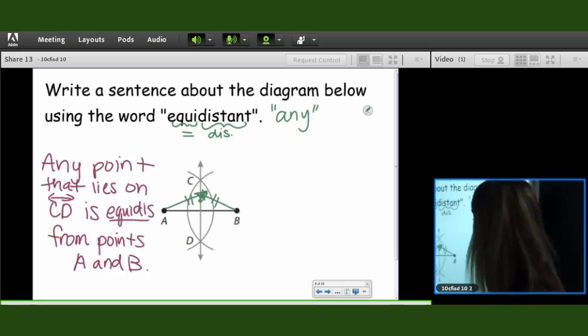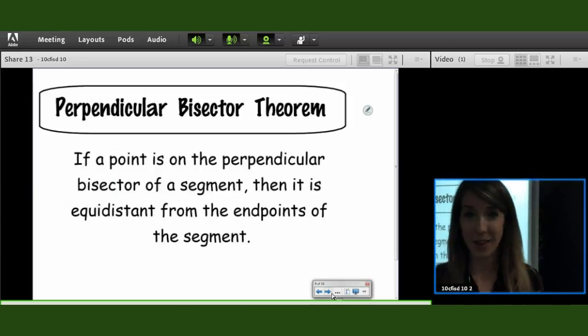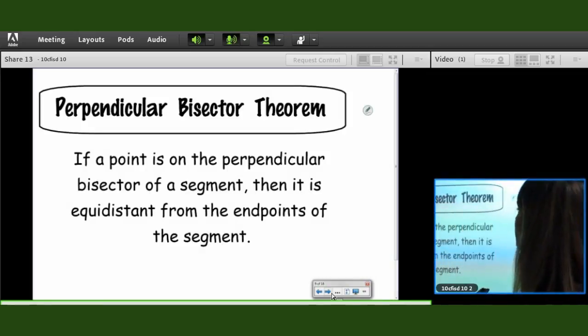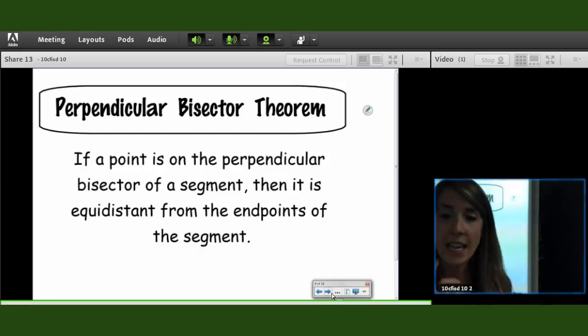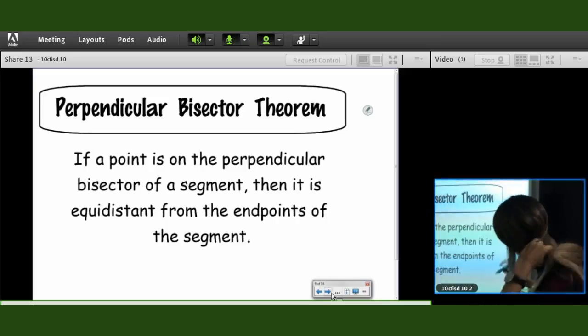All right, so what we pretty much just did was write down the perpendicular bisector theorem, which is already on that big notes page where you have all your theorems in one place. It's already there, so don't write it. If a point is on the perpendicular bisector of a segment, then it is equidistant from the endpoints of the segment. And that's any point that we want. So that's the theorem. That's today.